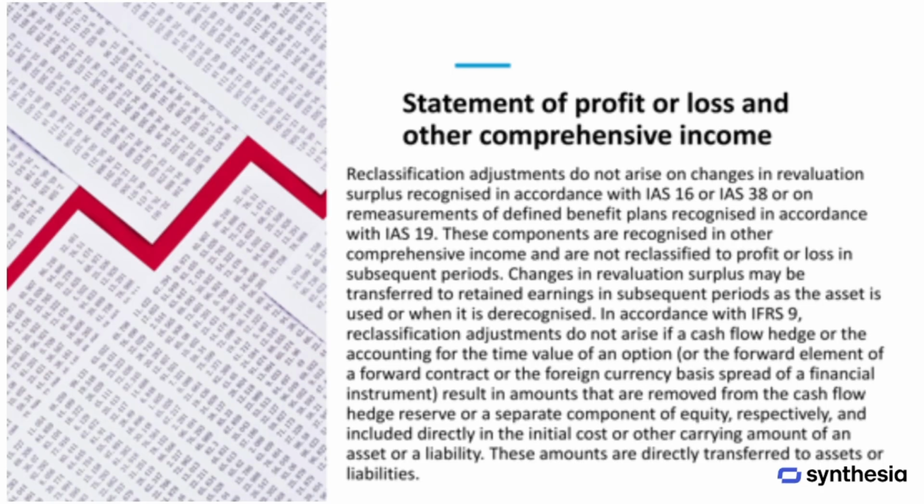According to IFRS 9, reclassification adjustments also do not arise if a cash flow hedge, or the accounting for the time value of an option, or the forward element of a forward contract, or the foreign currency basis spread of a financial instrument, results in amounts being removed from the cash flow hedge reserve or a separate component of equity, and included directly in the initial cost or other carrying amount of an asset or liability. These amounts are transferred directly to the assets or liabilities.